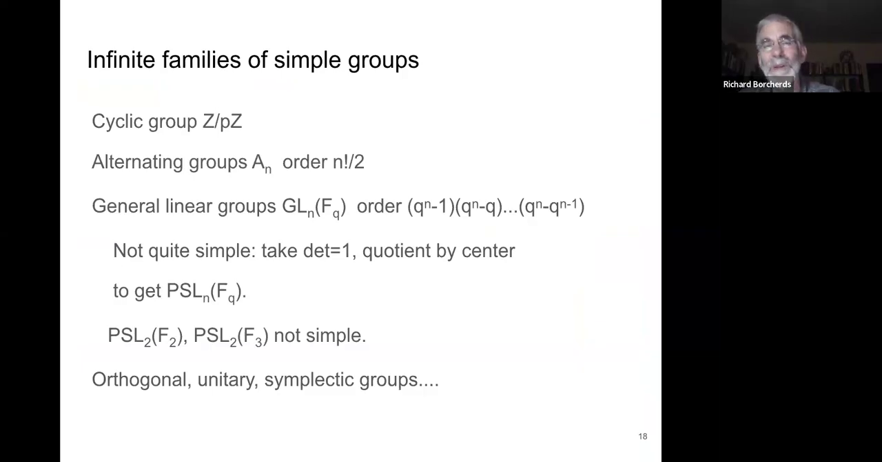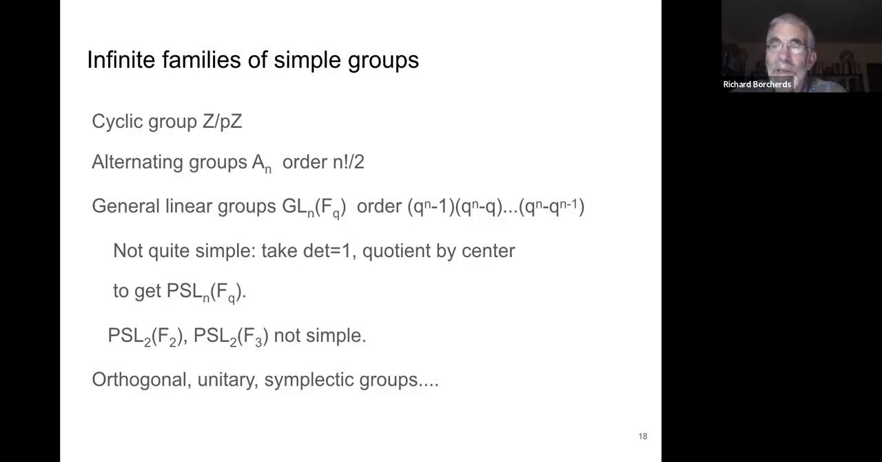So what do these infinite families look like? Well, the simplest ones are just cyclic groups. These are where you take a regular polygon with a prime number of sides and just look at its rotations. So these are the easiest sorts of groups to think about. And then you get things like alternating groups and general linear groups. And general linear groups just look like groups of matrices.